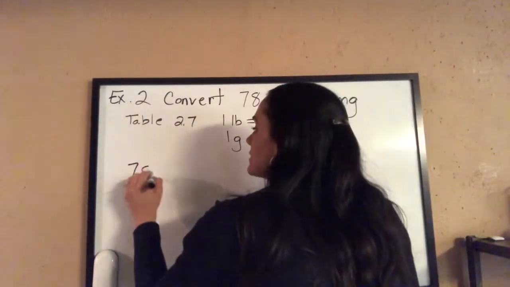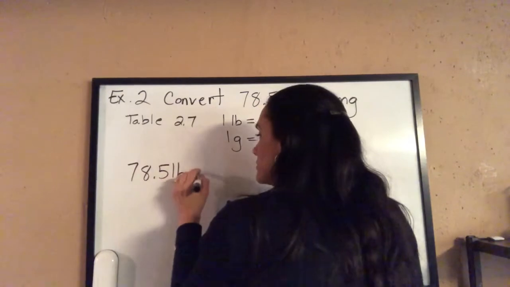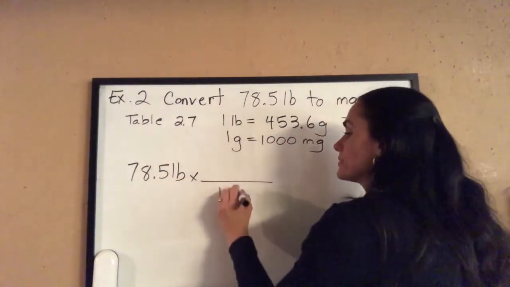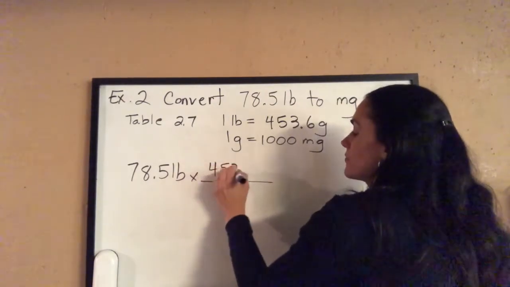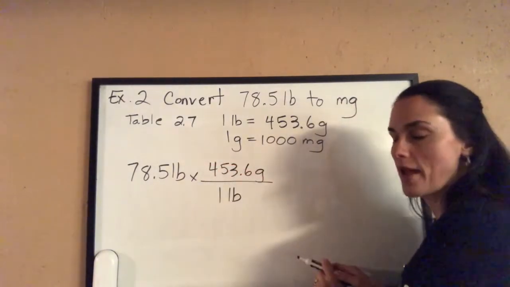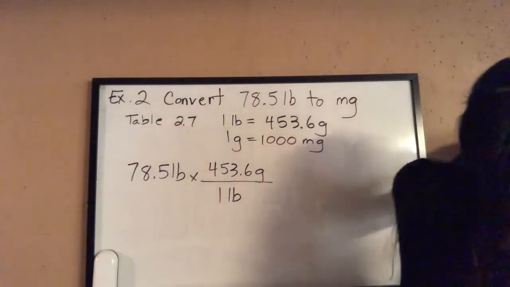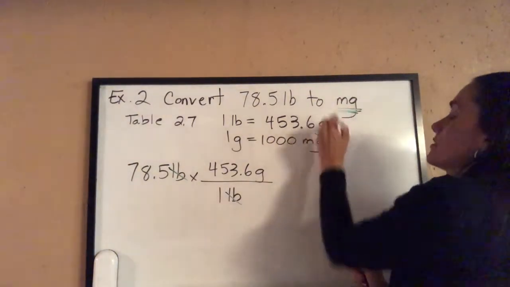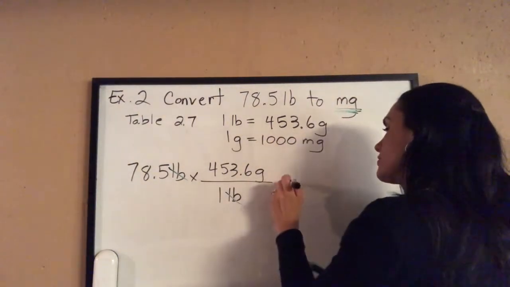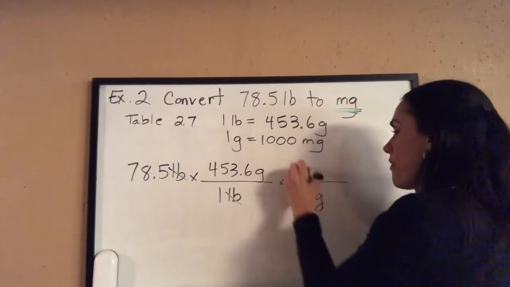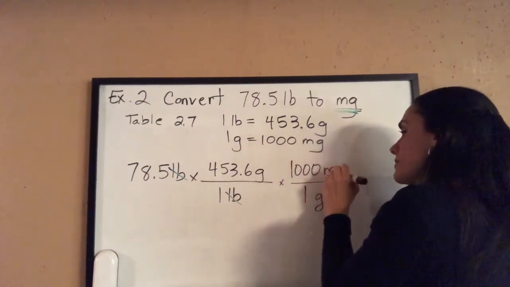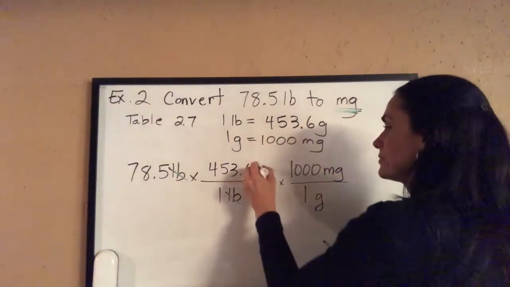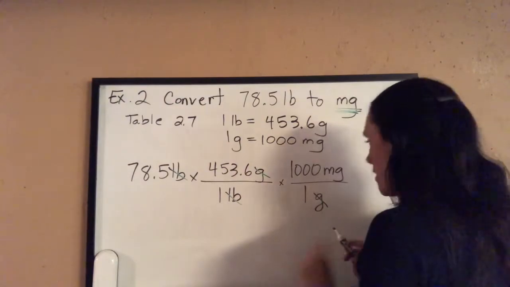So our given amount is 78.5 pounds. First, I want to convert pounds to grams. So in 1 pound, I have 453.6 grams. Now, if I ended right there, I would be left with grams. But we're asked to convert to milligrams. So I need another conversion factor. In 1 gram, I have 1,000 milligrams. 2 conversion factors are needed. Units of grams cancel out.